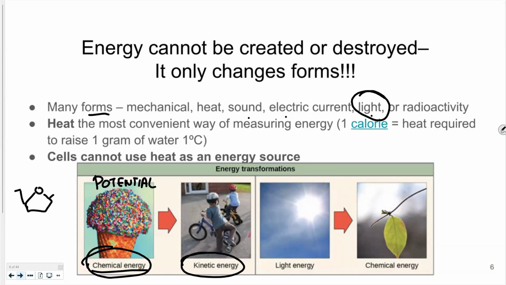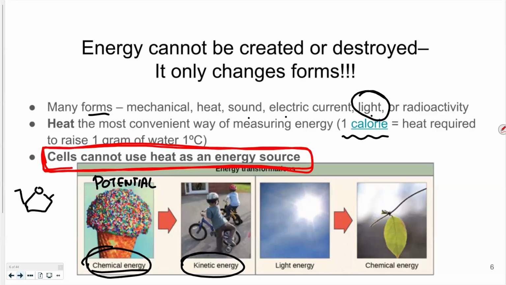Okay. Again, like we said before, heat is a convenient way to measure energy, and we measure that in the form of calories. A calorie is defined as the amount of heat required to raise 1 gram of water 1 degree Celsius. And what's really important for us as biologists is that cells are really bad at using heat as an energy source.